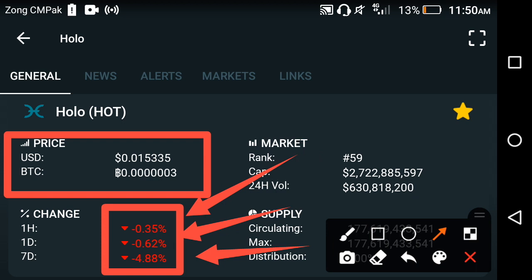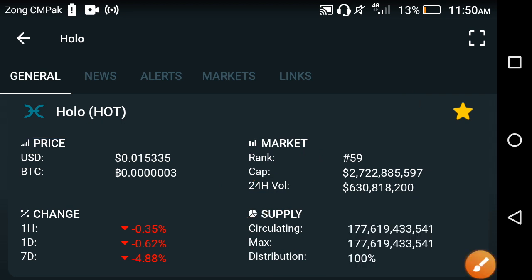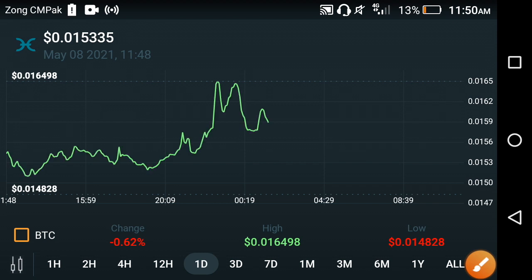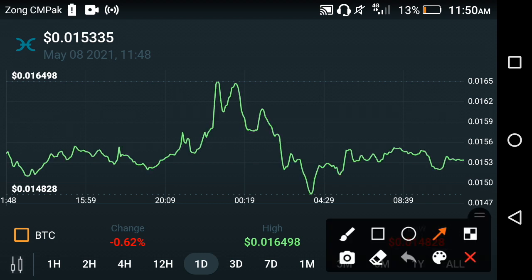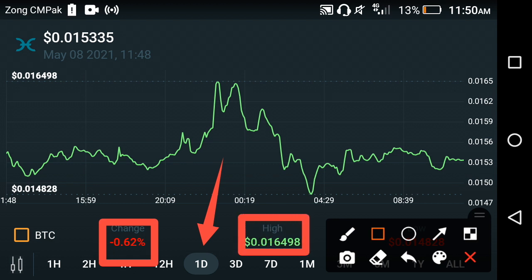If we talk about the market rank of Holochain, 59 is the market rank of Holochain in the cryptocurrencies market. Let's see the price chart of Holochain for more details. As you can see here, that is the last 1 day price chart. If we look at the price changes in Holochain over the last 1 day, the change is about negative 0.62%, and the highest price of Holochain is about 0.016498 USD.